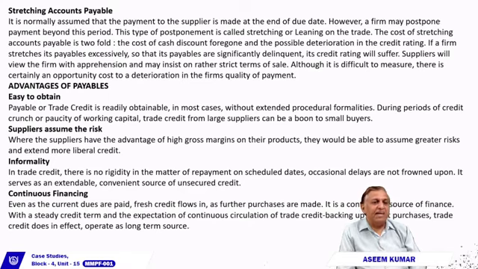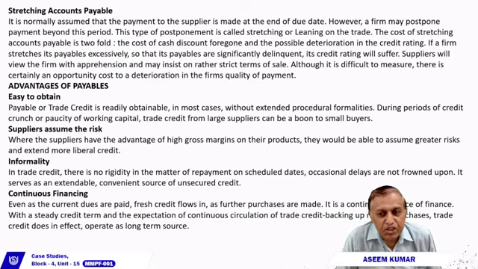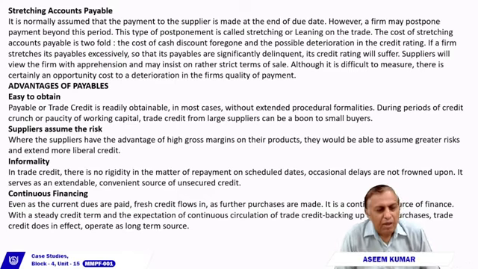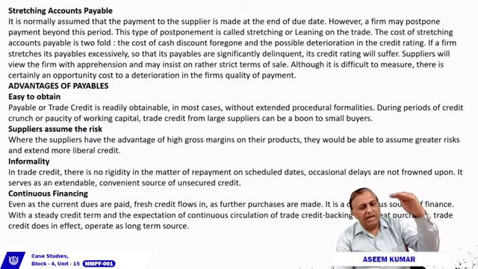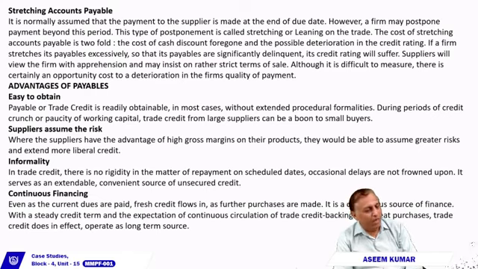Informality. In trade credit, there is no rigidity in the matter of repayment on scheduled dates. Occasional delays are not frowned upon. It serves as an extendable, convenient source of unsecured credit. If it is reasonably delayed, nobody bothers about it. But if it is unreasonably delayed, definitely the cash discount would be forgone and your credit rating would also be reducing. And finally, you may be facing strict terms for the next order.